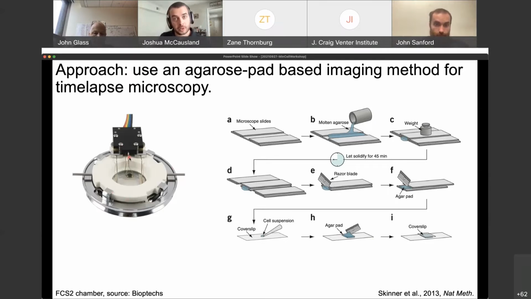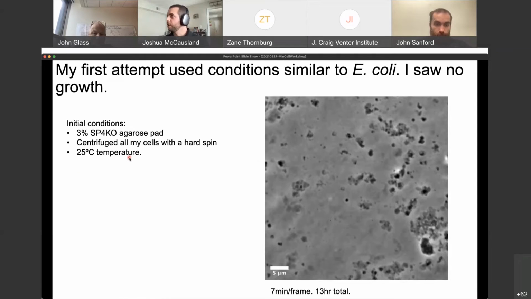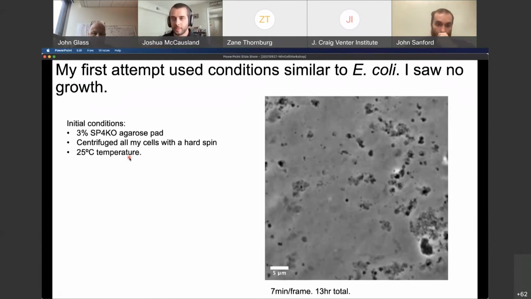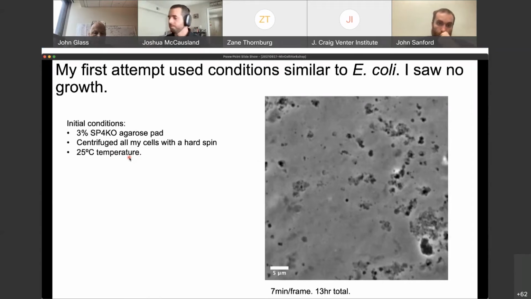So when I first started trying to make this method, I thought, okay, I'm going to make it similar to E. coli. Make a dense agarose pad that's 3%, centrifuge my cells with a hard spin and throw them on the scope at room temperature. What happens? They don't grow. So this was when I first realized that bacteria across multiple groups, of course, have different biology. So in this initial image, you can see that there's absolutely no growth. And in some cases, you can see cells actively lysing through this 13-hour total movie.